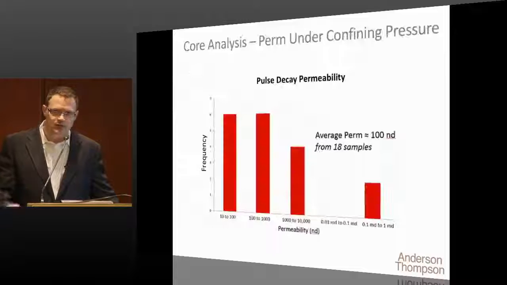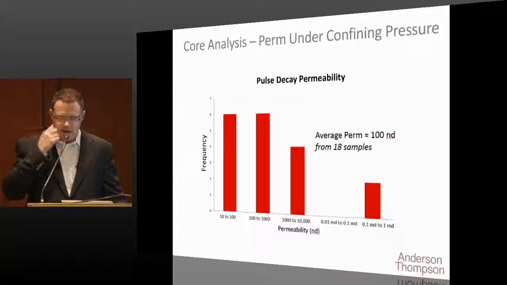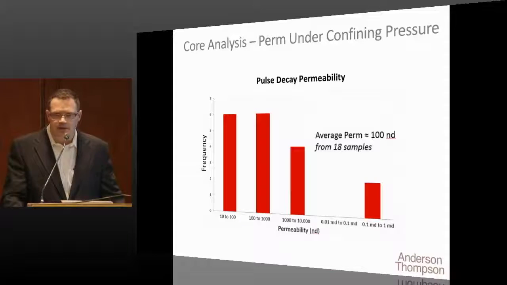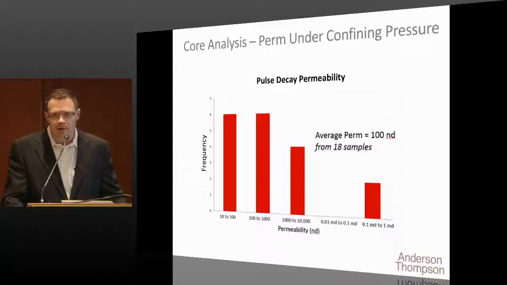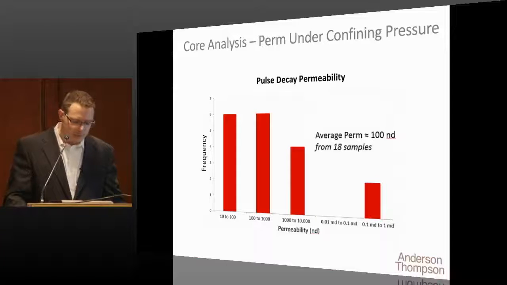So these are integrated case studies, and I'm trying to say that they're all slightly different. In this case, the slight difference is the core analysis that we're bringing in. This was under confining pressure. Of course, confining pressure is going to lower the permeability from the core analysis. And this is what we believe is the most reflective value for in situ permeability conditions for doing production modeling.